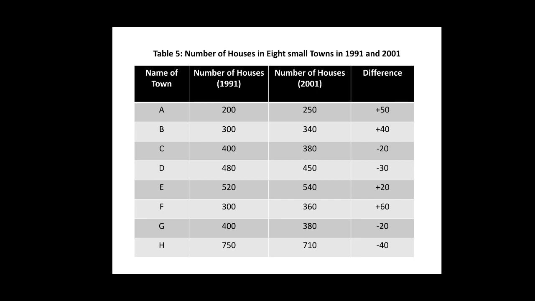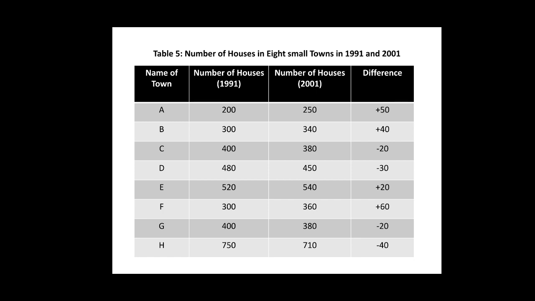Table 5 given in the current slide gives the number of houses in 8 small towns of India during 1991 and 2001 census. In some cases, there is an increase, while in other cases, there is a decrease in the number of houses. Like we see here that in town A, there were 200 houses during 1991 census, and during 2001 census, the number of houses increased to 250. The difference here is thus 50. That is an increase of 50 houses.